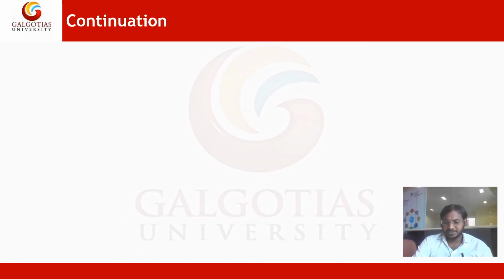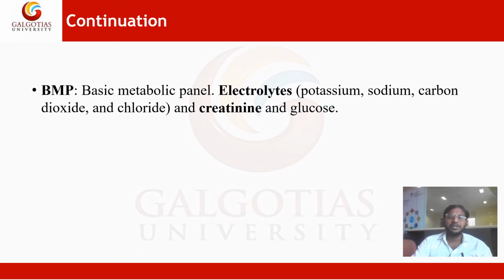And next, BMP, basic metabolic panel. Metabolic activity is checked by the BMP. That includes the electrolytes: potassium, sodium, carbon dioxide and chloride, and creatinine and glucose. These are the basic parameters in the BMP panel.